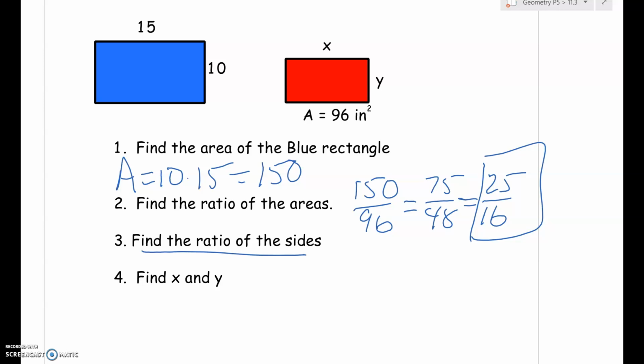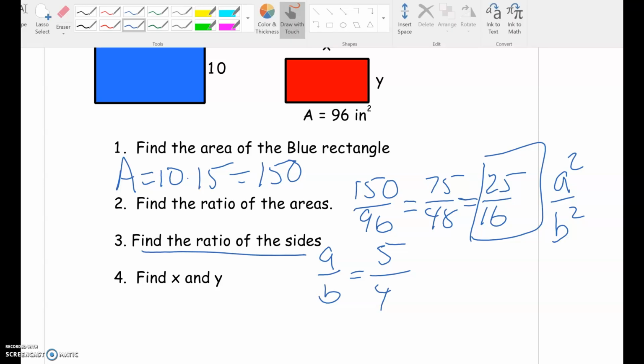we have to know the ratio of the sides. Remember, this is a squared over b squared, and I want to know what a and b are. Well, we just take the square root of each of these numbers. So what's the square root of 25? What times what gives me 25? Well, 5. What times what gives you 16? 4. Okay, so that's the ratio of my sides.